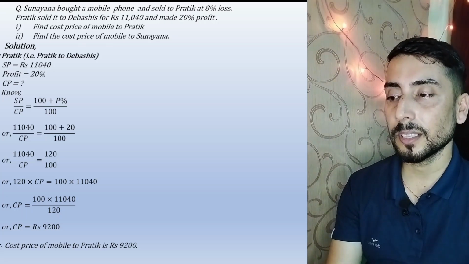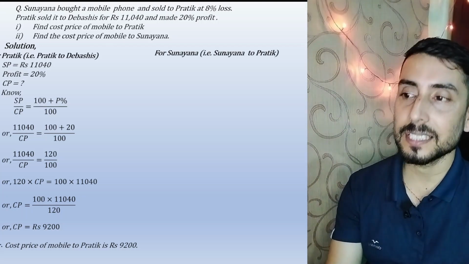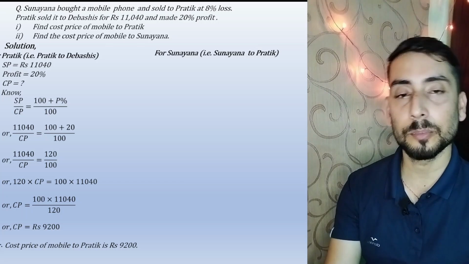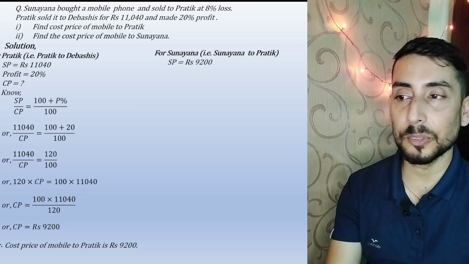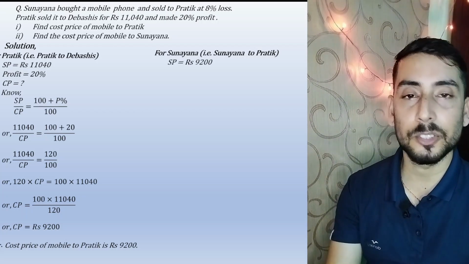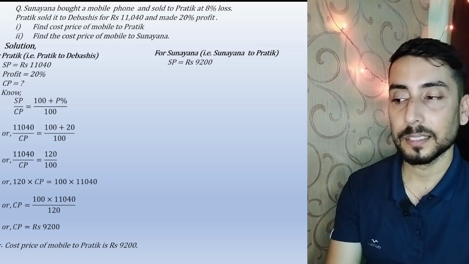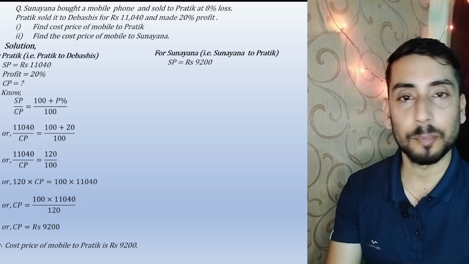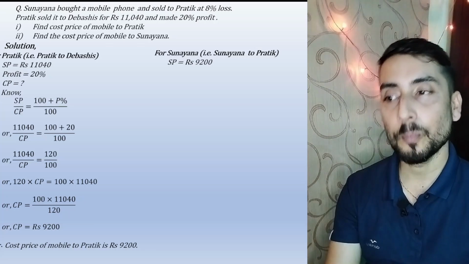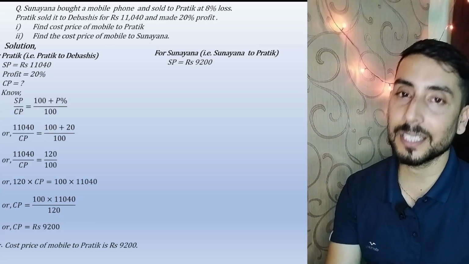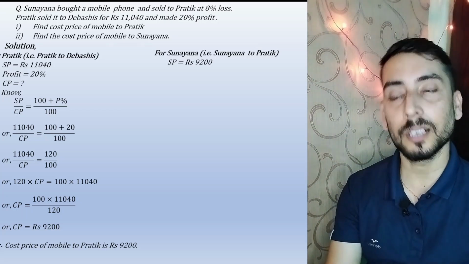Now we got the cost price of Pratik. Pratik had bought the phone from whom? From Sunaina. So now the second case is for Sunaina, that is from Sunaina to Pratik. Whenever Sunaina sold the phone to Pratik, the selling price will be 9200. From where did this 9200 come? Yes, that is the cost price of Pratik, and Pratik bought from Sunaina. That's why Sunaina's selling price will be Pratik's cost price, or simply Pratik's cost price is Sunaina's selling price. That's why SP becomes 9200 for Sunaina.